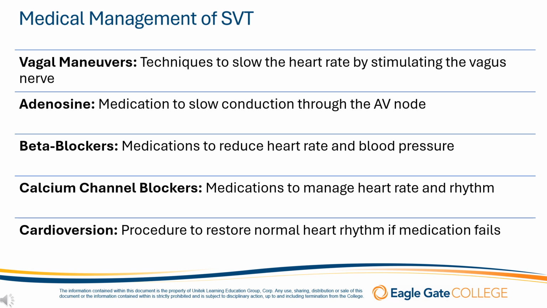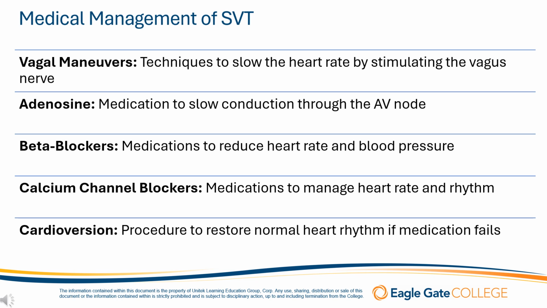Then we have beta blockers, such as metoprolol or propranolol, which are used to manage SVT by reducing the heart rate and lowering the blood pressure. They work by blocking the effects of adrenaline on the heart. Beta blockers decrease the heart's workload and oxygen demand by slowing the heart rate and reducing the force of contraction. They are effective in preventing recurrence of SVT episodes.